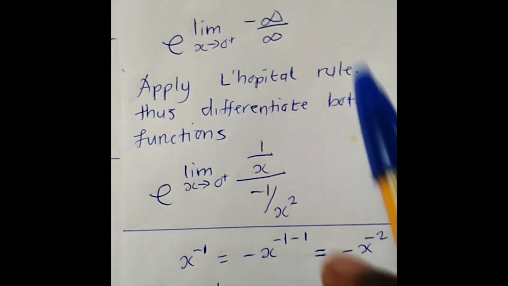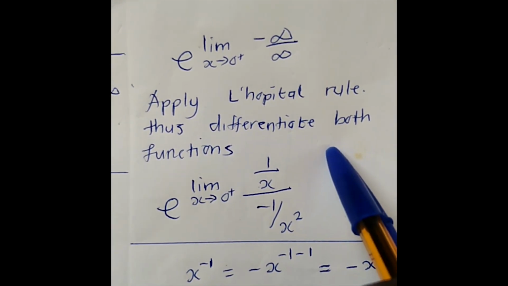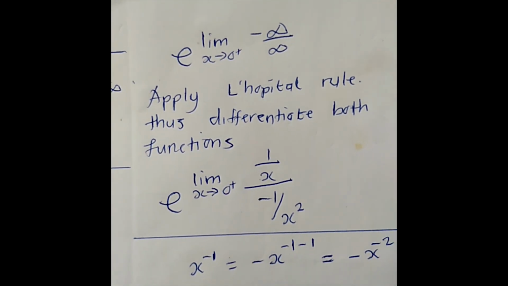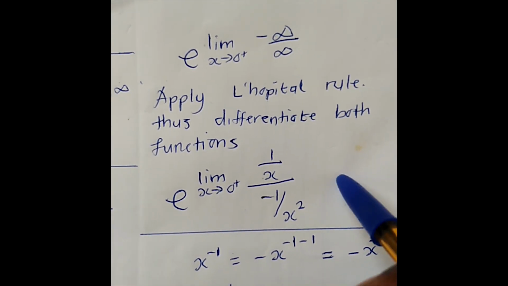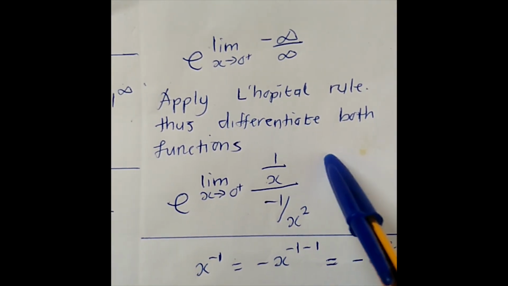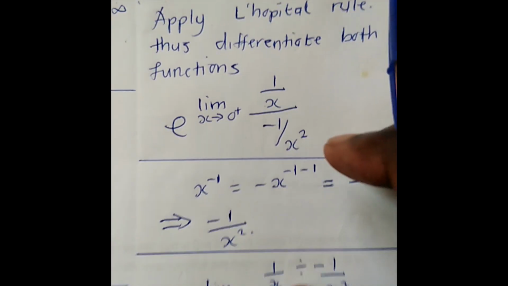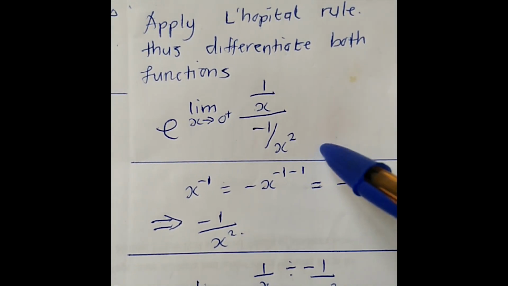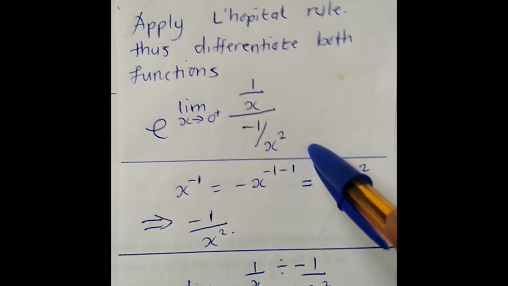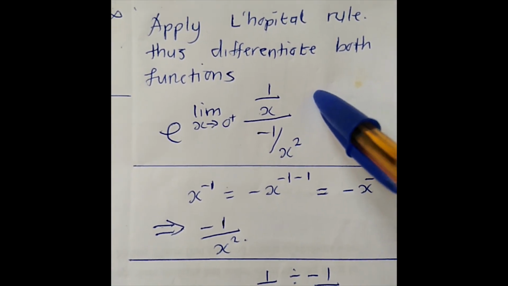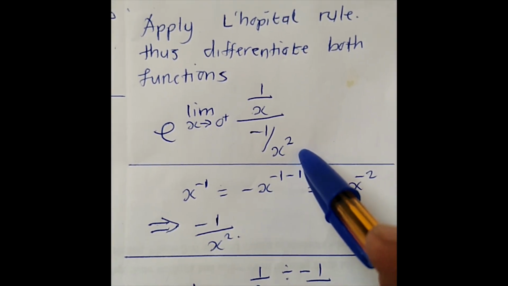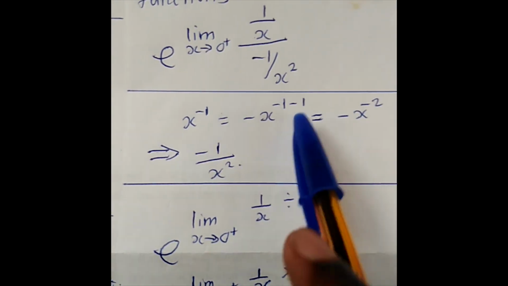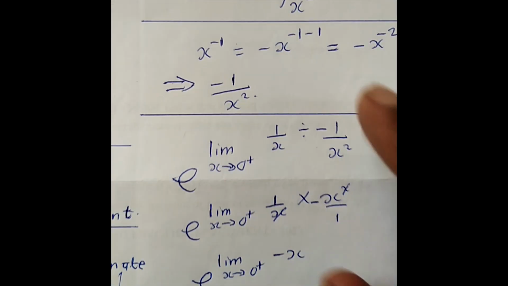So this takes us to the condition of L'Hopital's rule, where if you have 0 over 0 or infinity over infinity, you have to apply the L'Hopital's rule. And the L'Hopital's rule is that we have to differentiate both functions. So we are going to differentiate ln x and 1 over x. When we differentiate ln x, it's 1 over x. And when we differentiate 1 over x, we arrive at negative 1 over x squared. So this is how the differentiation is done.